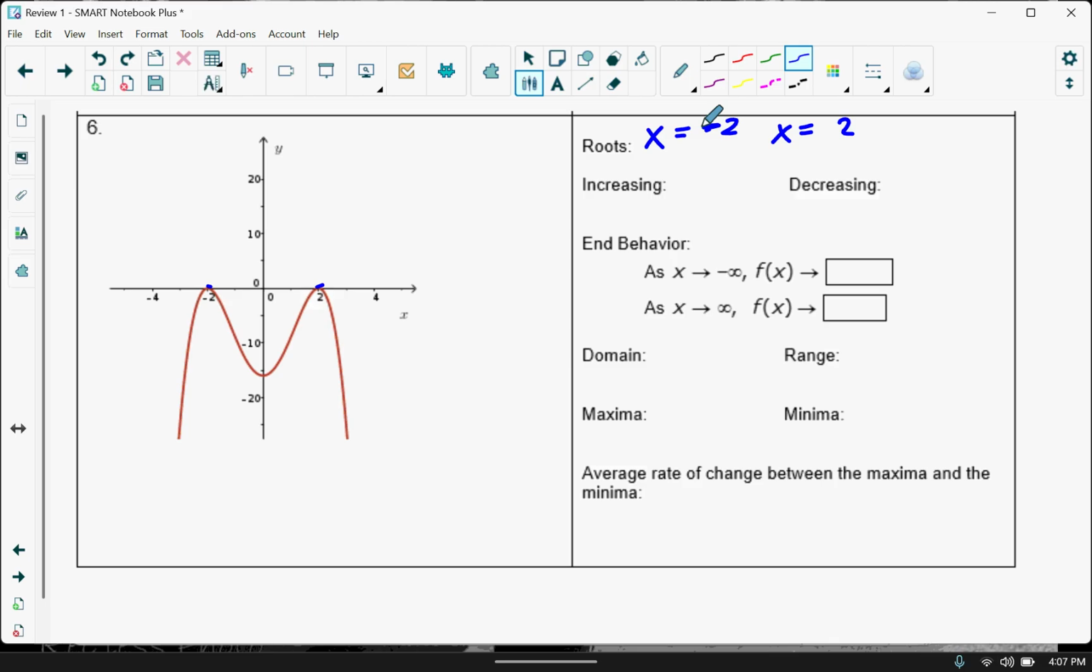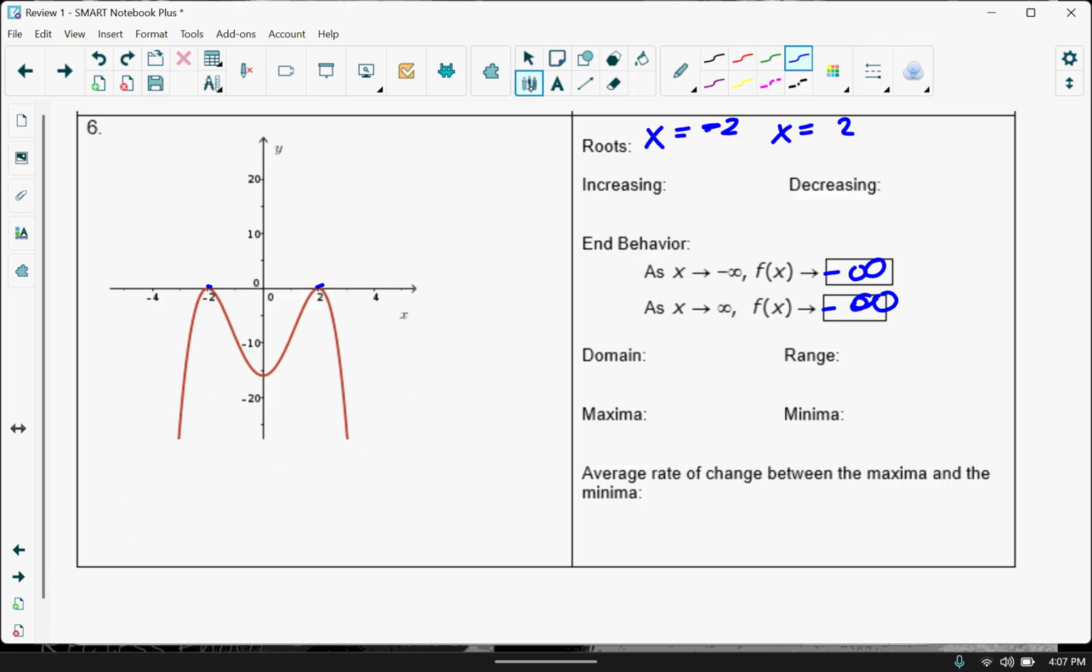So the end behavior talks about the ends of the arms and which way they're pointing. Looks like both arms are pointing down, so that's going to be a -infinity for both boxes. So as x approaches -infinity, f of x approaches -infinity. As x approaches +infinity, f of x also approaches -infinity because it's a down-down graph.